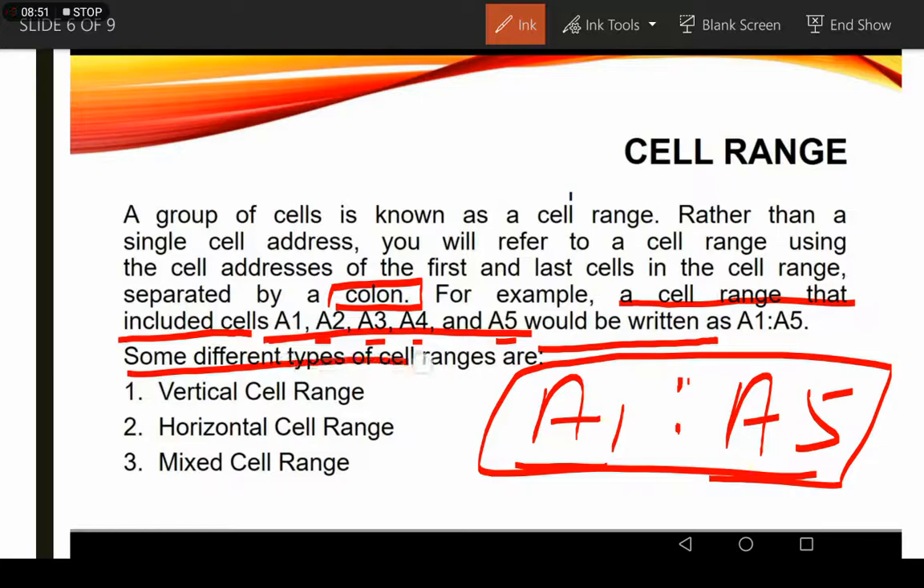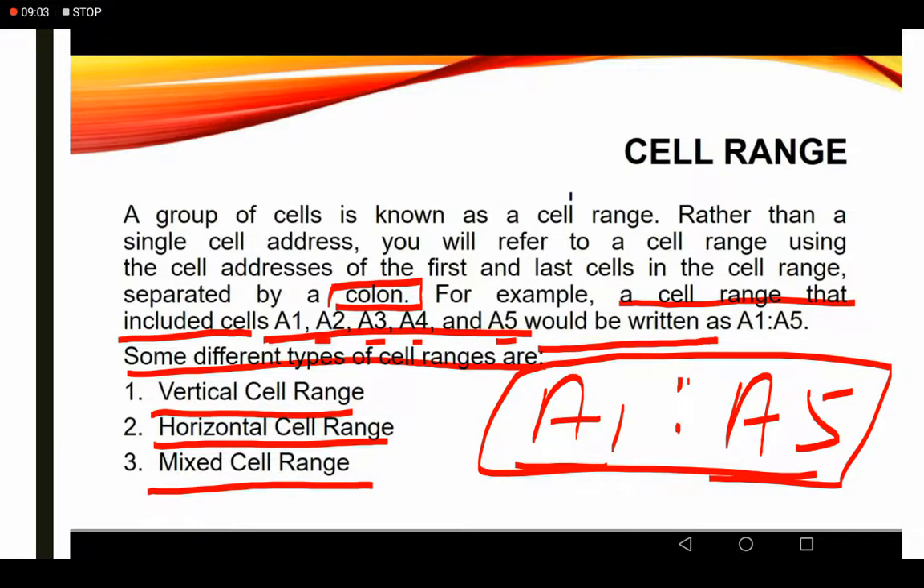Some different types of cell ranges are: the first one is vertical cell range, the second one is horizontal cell range, and the third one is mixed cell range. So let's discuss them.